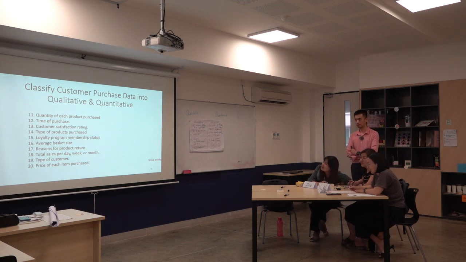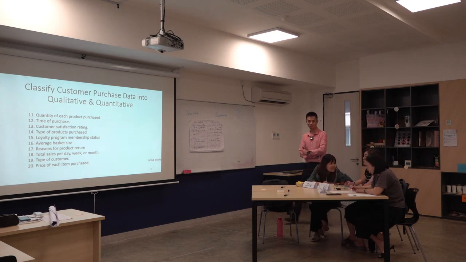Wait, where is this one? 15 is here, status. Okay, average, no, is 15 quantity or quality? Quality must be quality, status. Quantity, yeah. Okay, I'll write down both.